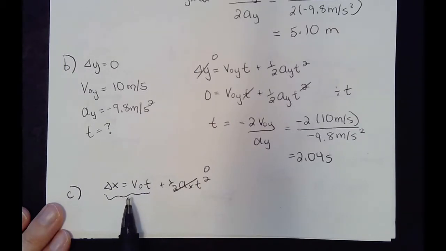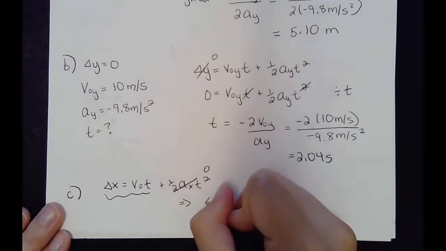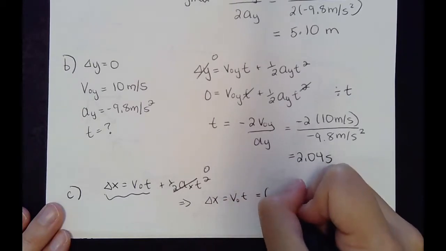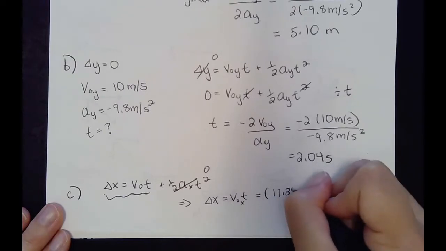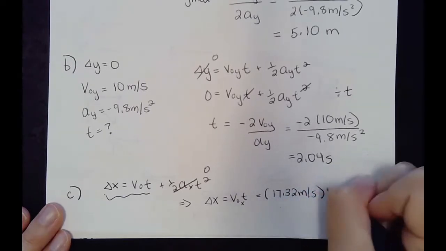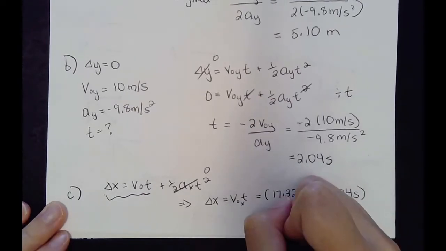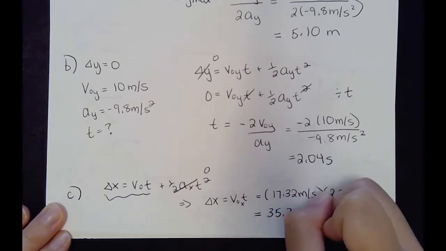So this was way back in 2.1, I believe. So we get delta x equals v naught t, which is v naught x, by the way, or v x. So 17.32 meters per second times 2.04 seconds, which gives me 35.3 meters.